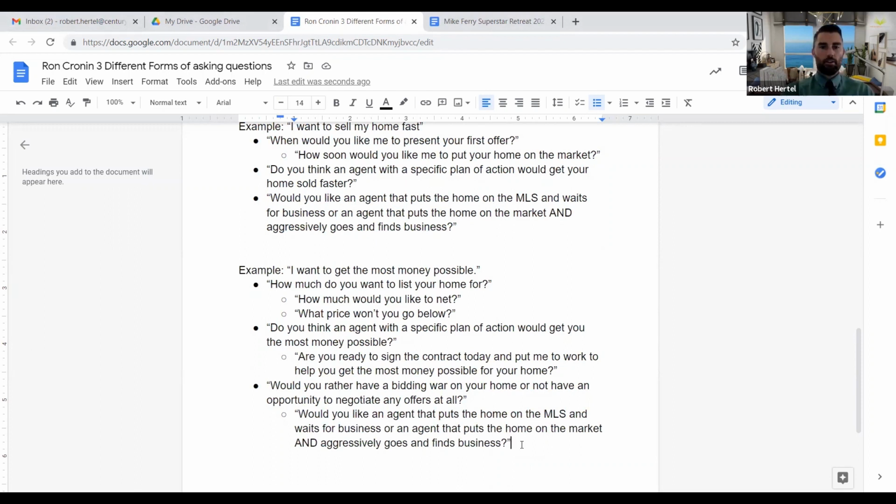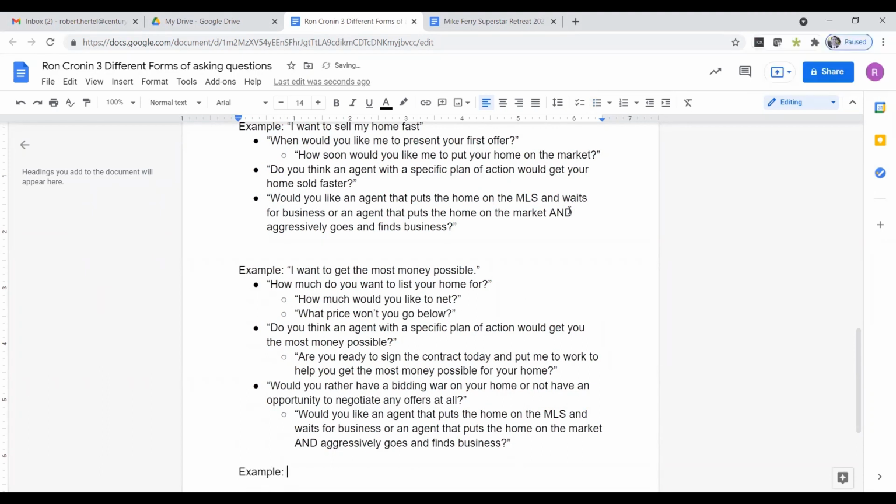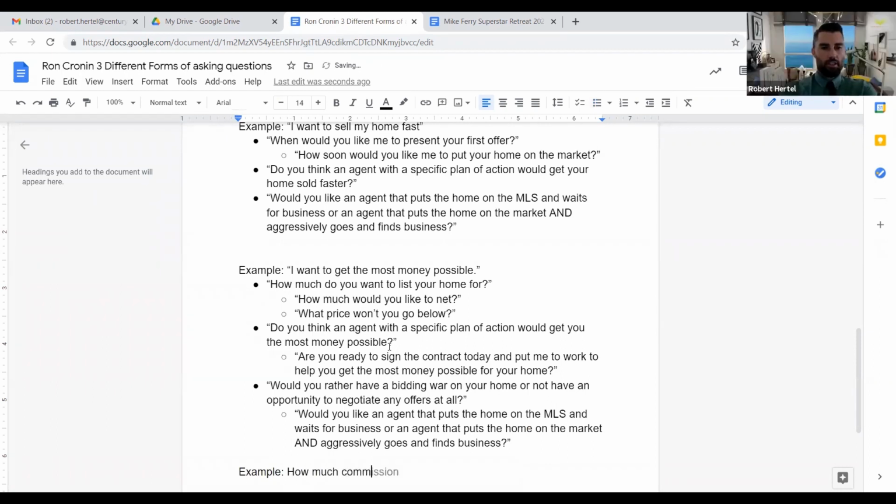Let's try another one. Does anyone have any objections or statements that they want to try this on? How much commission do you charge? How much commission do you charge? Okay, great.